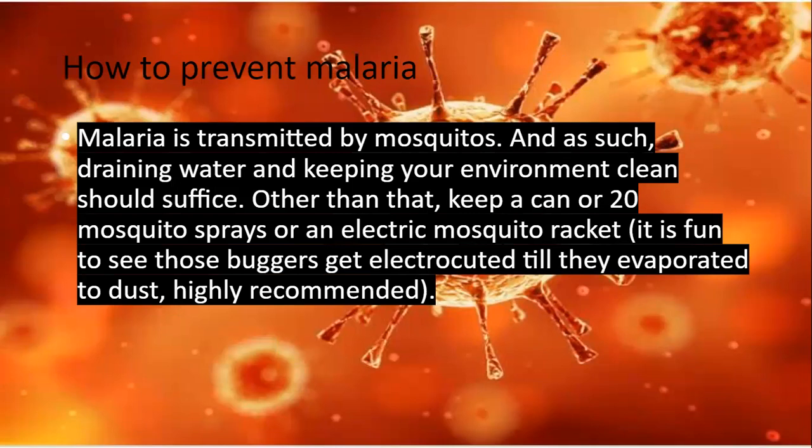How to prevent malaria? Malaria is transmitted by the Anopheles mosquito. This can be prevented by making sure that your environment is clean, and that there is no place for the mosquito to breed. Therefore, you must clean your water and remove every water surface that you can find, closing it, or even throwing it out if you don't really need it. Other than that, keep a can of mosquito spray or an electric mosquito racket. Destroy these mosquitoes, killing them immediately using an anti-mosquito repellent.